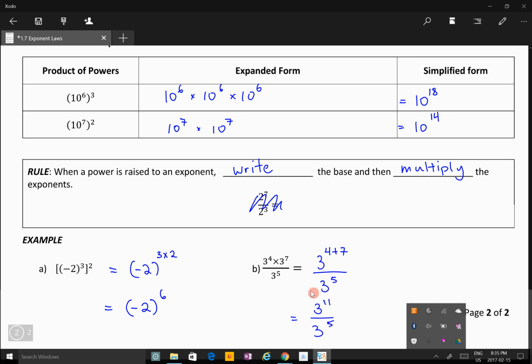And now I have a situation where I'm dividing two powers with the same base. So I have to subtract the exponents 11 minus 5. So up here I'm going to write 3 to the power of 11 minus 5. So write it as a single base and subtract the exponents. And that's going to be 3 to the power of 6.